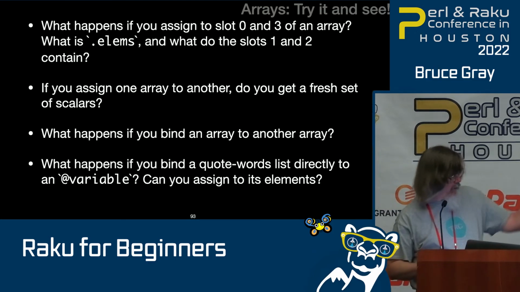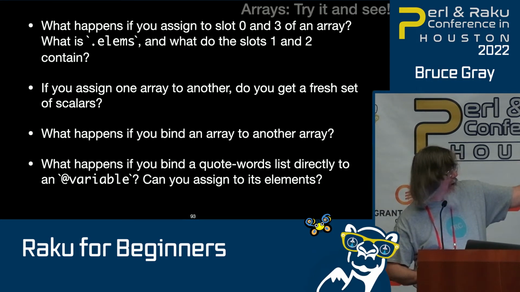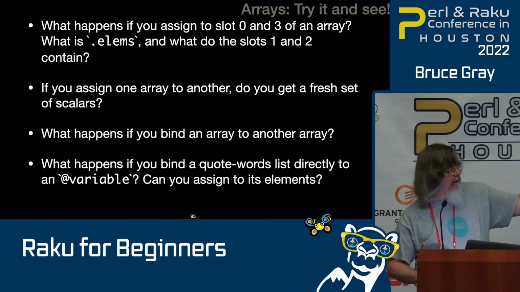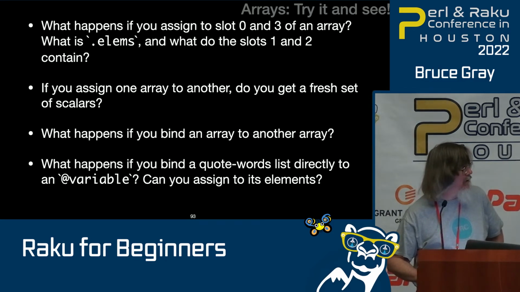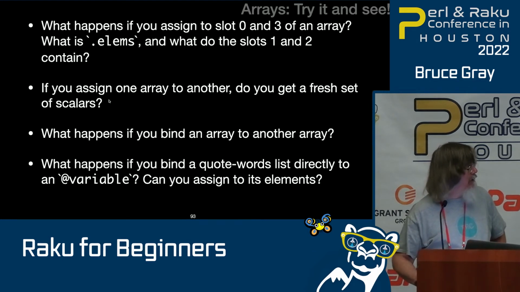Okay, we're only doing the first 2 of these. So if you declare an array and you assign something to element 0 and 3, what's in the middle 2? And how many elements do you have? Actually, let's just do the first 1, because that's something I'm not willing to explain right now.